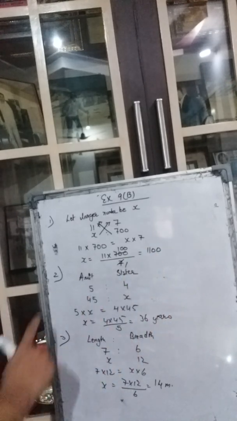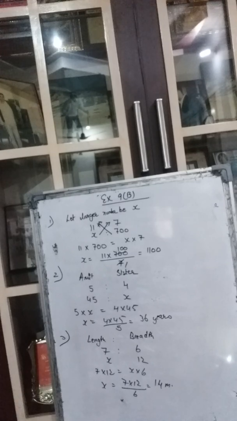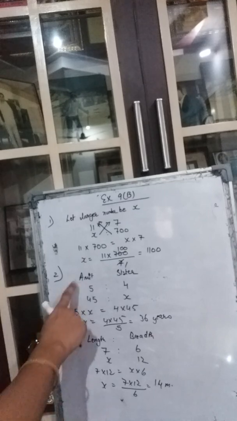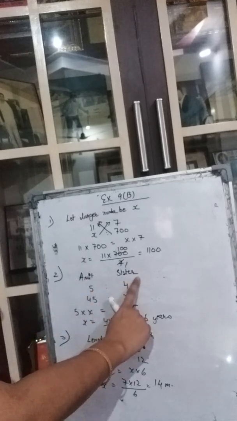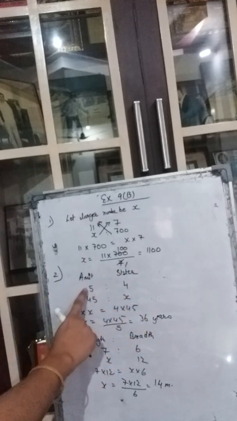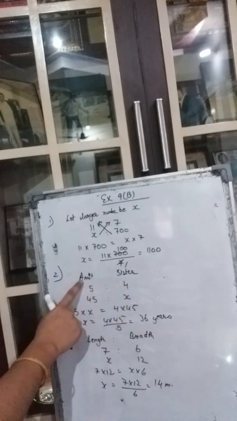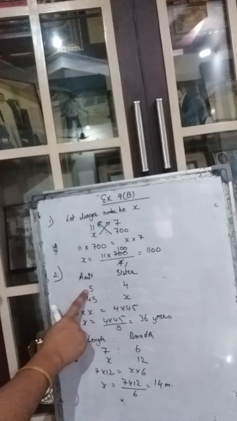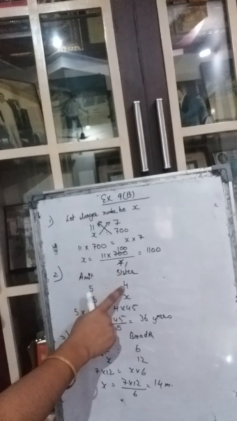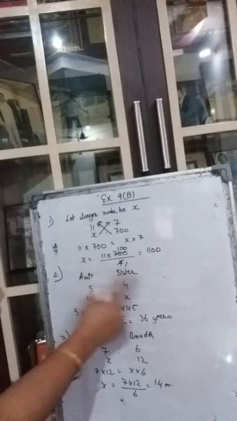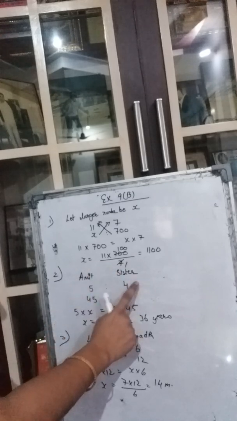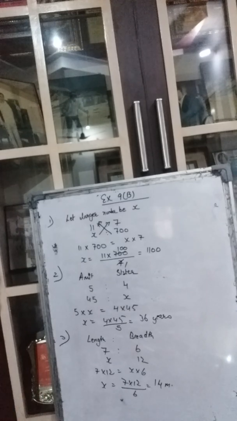Okay. Now we come to the second question. They say Amit and his sister's ages are in ratio 5:4. So we have two headings. Just identify what headings we have to make: Amit and his sister. Now what is the ratio? 5:4. 5 will come under Amit because it is in that order, and 4 will come under sister. We cannot have 4:5, because it will make the question go wrong.